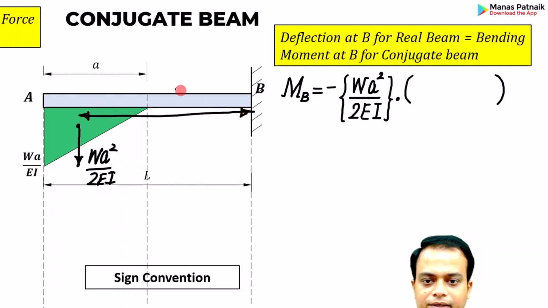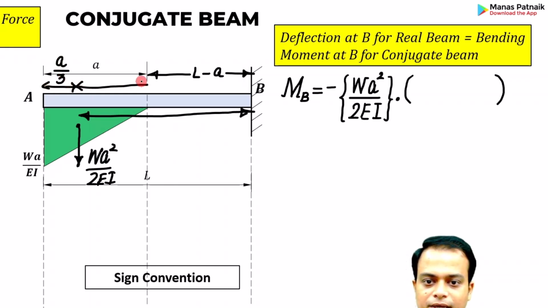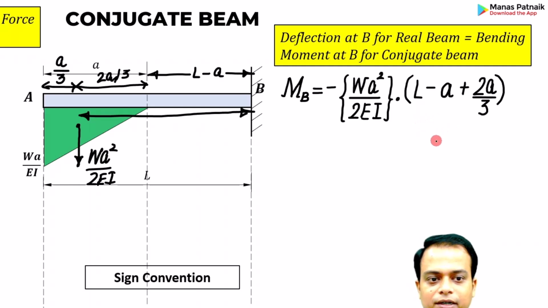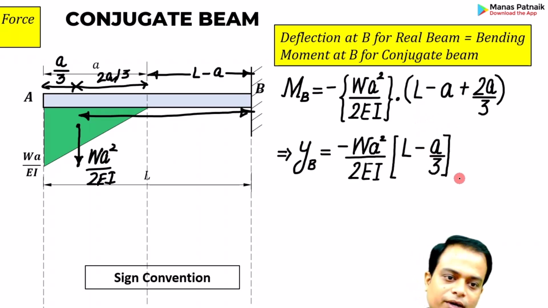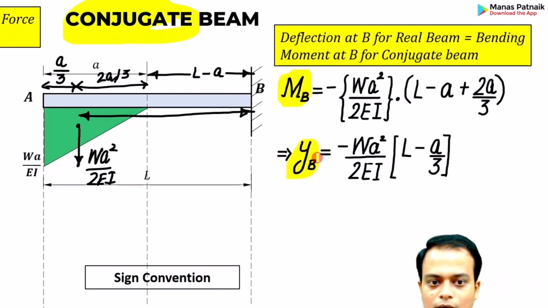How can you calculate this? Sir, it's easy. This over here is L minus A, right? So this over here is A over 3, and hence this much portion will be 2A over 3. So L minus A plus 2A over 3. Done. Solve it. This is what you have. Please note the bending moment for the conjugate beam qualifies as the deflection for the real beam.